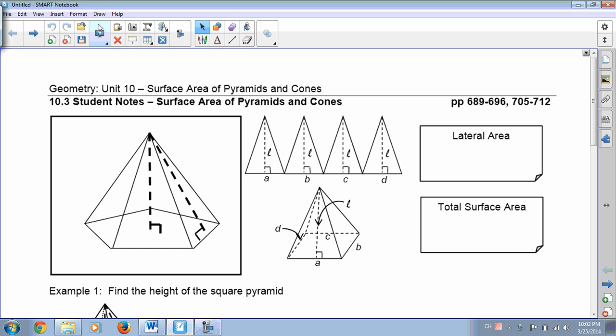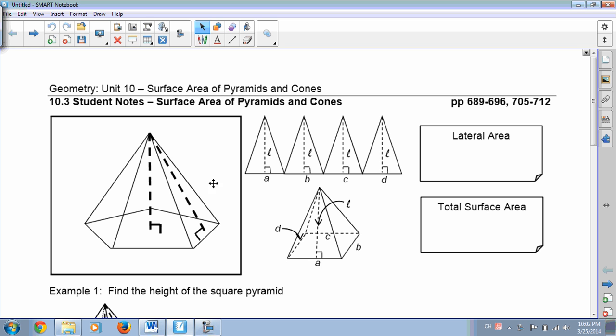Hey guys, we're going to start notes 10.3, which is surface area of pyramids and cones. This is our second day of surface area, and today we're going to be talking about the surface area of pyramids and cones. The first shape we're going to talk about are pyramids.